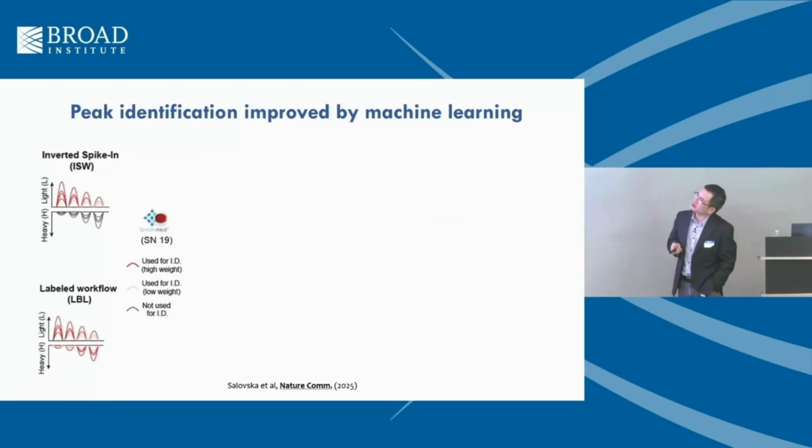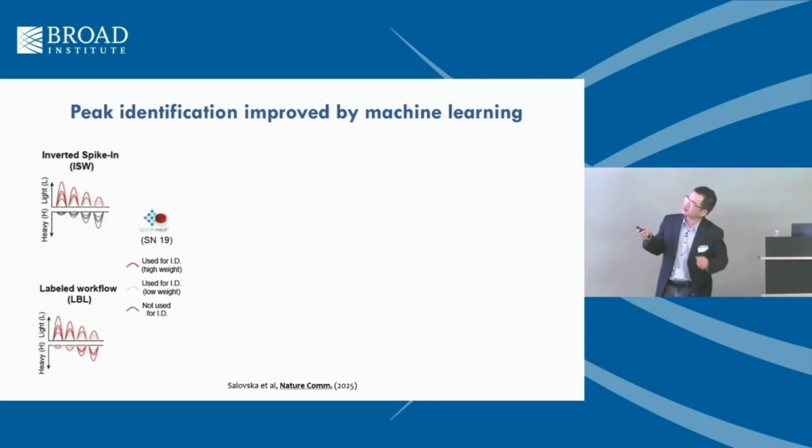So regarding the identification in this type of approach, if you think about it, you could either rely on the heavy channel or the light channel, or both of them to do the identification. Previously, in collaboration with Biognosys, we published in MSB in 2020 this ISW workflow to do the scoring of these SILAC pairs.